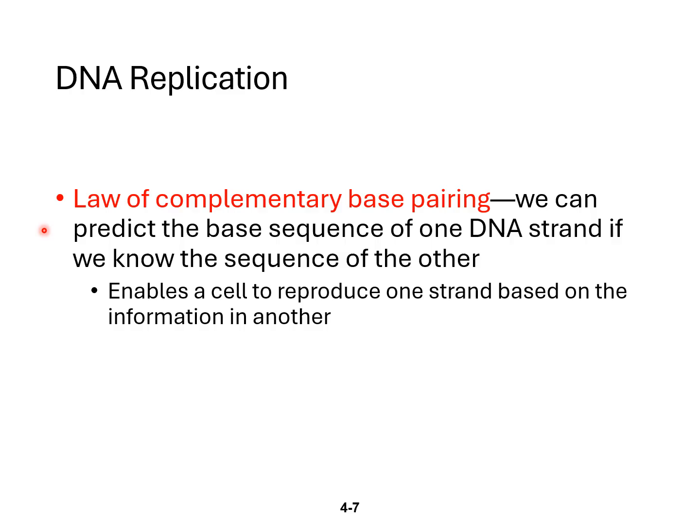So what is this law? The law of complementary base pairing. This just means all the things we've talked about. We can predict the base sequence of one DNA strand if we know the sequence of the other. It enables the cell to reproduce one strand based on the information in another. And this is important because A is always going to bind to T, and C is always going to go to G. So if I know it's A, T, T, the other strand is going to be T, A, A. And this is the basis of DNA replication.